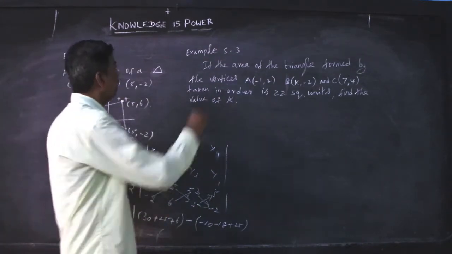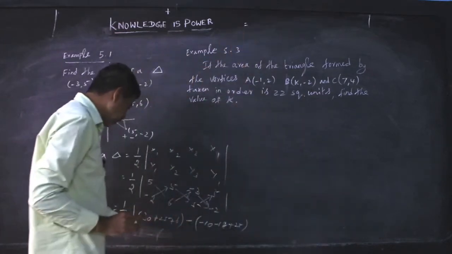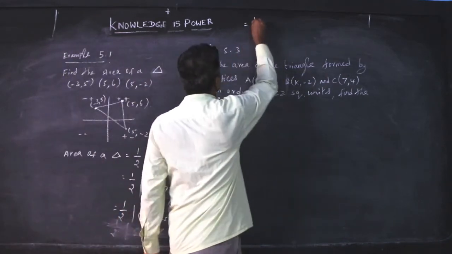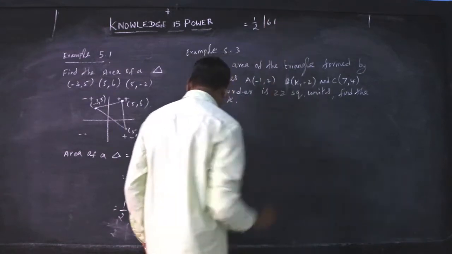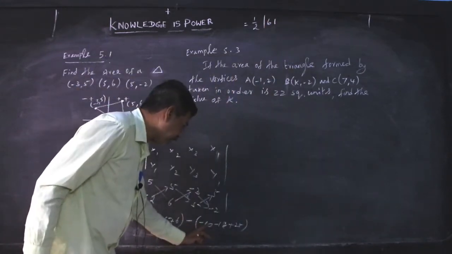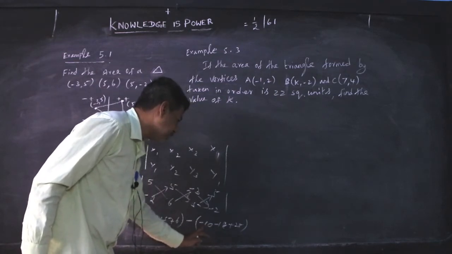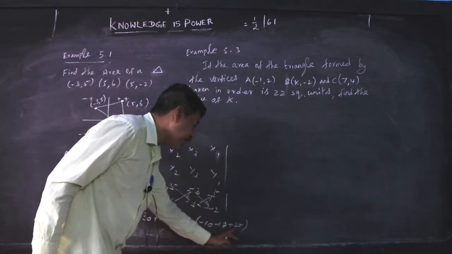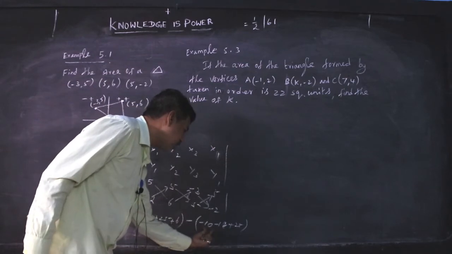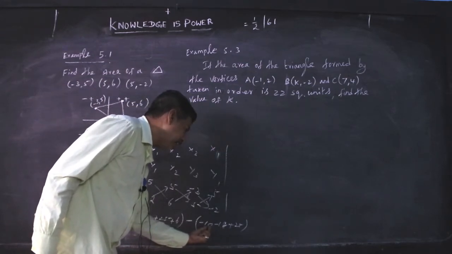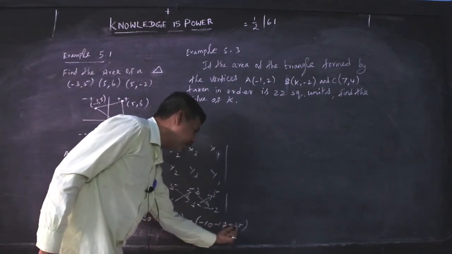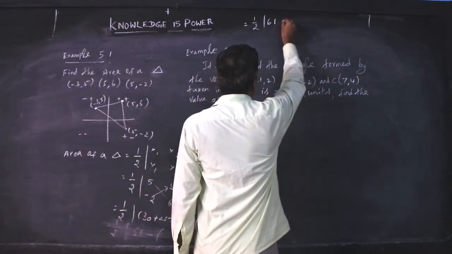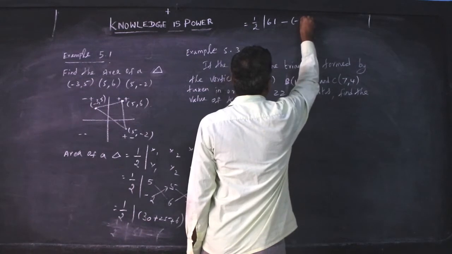If it's not visible, I'll continue here. Listen. After this, 30 plus 25 is 55, 55 plus 6 is 61. So 1 by 2 times 61. Then minus 10 and minus 18 will give minus 28. Minus 28 plus 25 gives minus 3. So we get minus of minus 3.